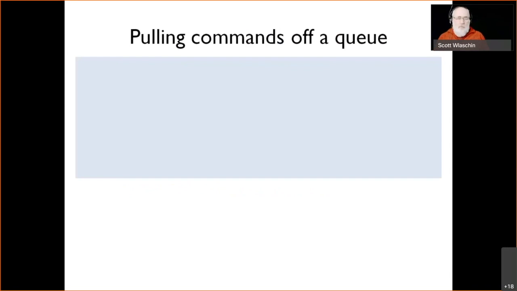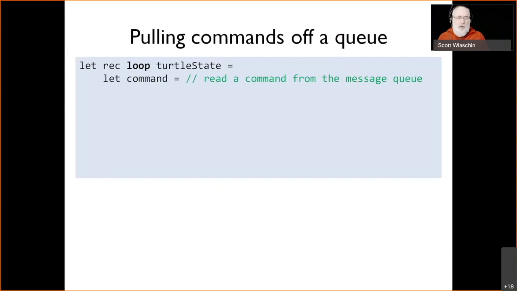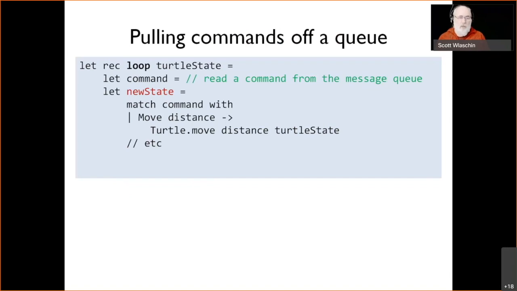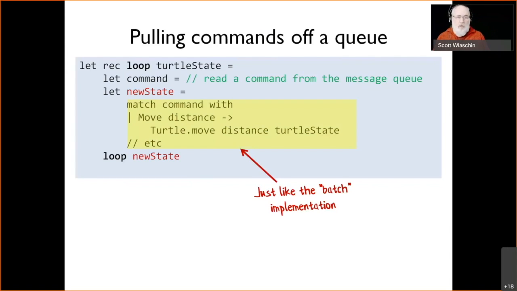So let's look at the code for an actor. And an actor basically just has a big loop. It just keeps looping round and round. And the first thing it does is try to read a command from the message queue. And if there's nothing on the message queue, it blocks. So it just stops. But if there is a command, it reads it, and then it updates its state by doing the same thing we did before, matching the command with move and moving the turtle. And then with this new state, it just goes back to the top and recursively loops again. So we don't need to have mutable state. We'll just loop again and wait for another command to come through and just loop and loop and loop. So the actor model is basically a giant loop listening for events on the queue. So the logic inside is basically the same as the batch logic, except it's one at a time.